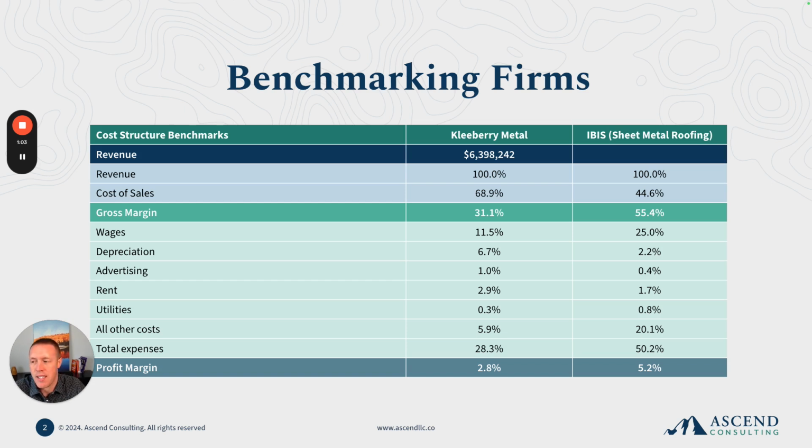In this case, you can see revenue is always going to be 100%, but cost of sales, this client is at 68.9 compared to 44.6, where gross margin then is 31.1 versus 55.4. I won't run through all of these, but you can see at the bottom, the profit margin is 2.8 versus 5.2. So in some areas, they're a lot better. Call out wages: they are 11.5% compared to 25% at an industry average. So knowing that we have some both ways, let's take a look at what the profit gap is in there.